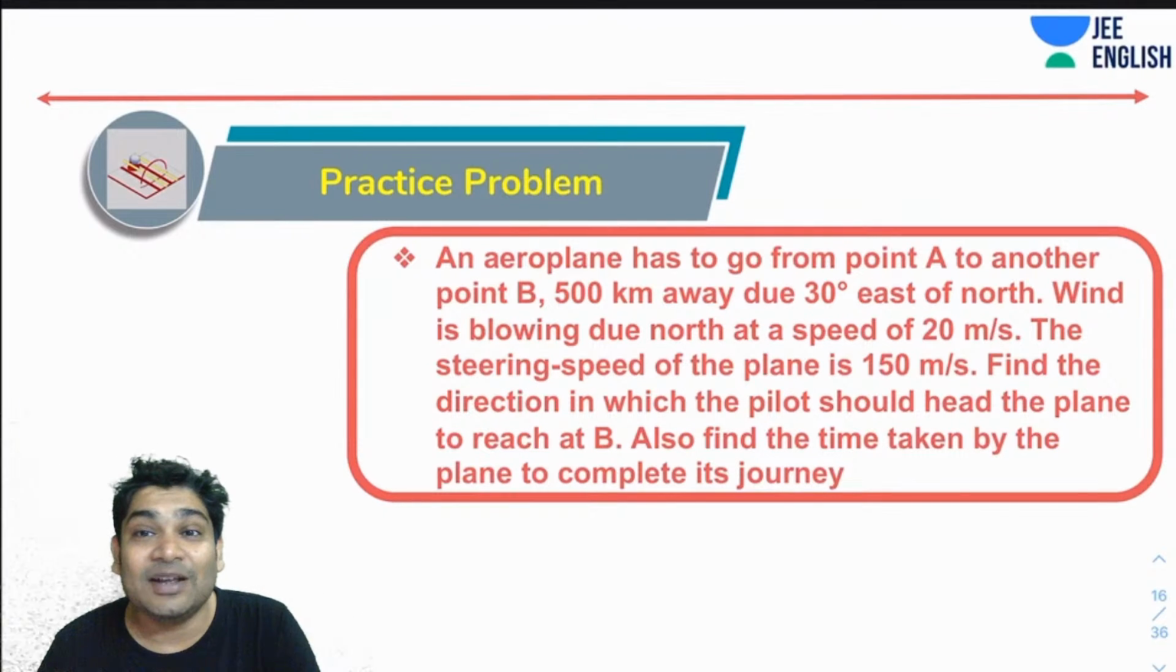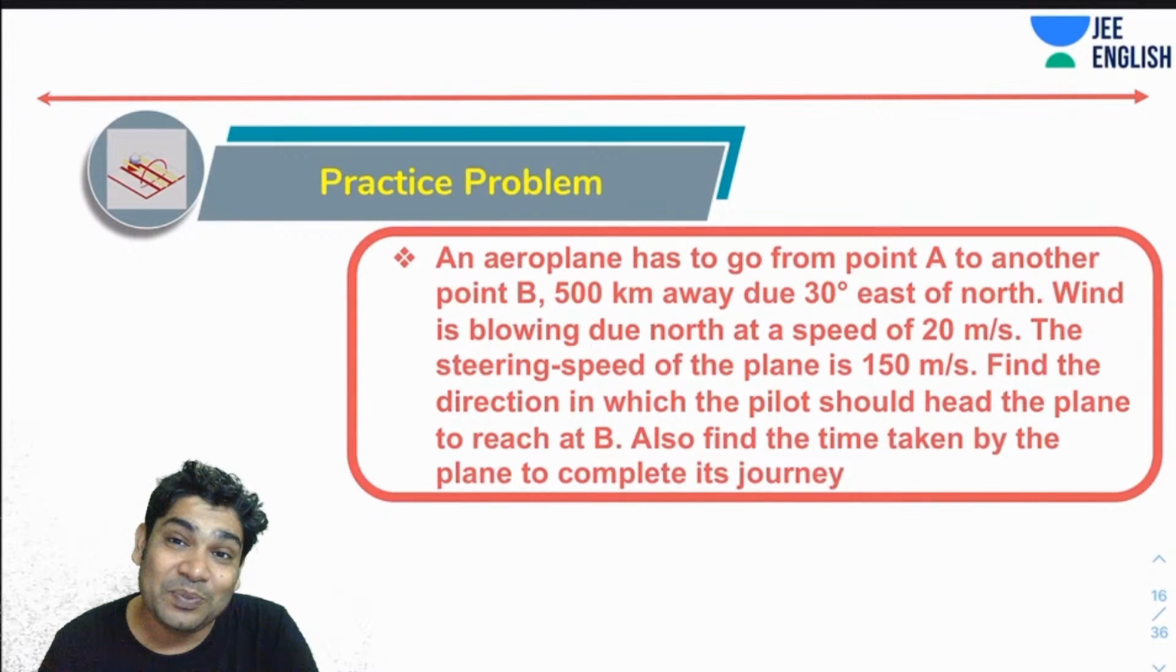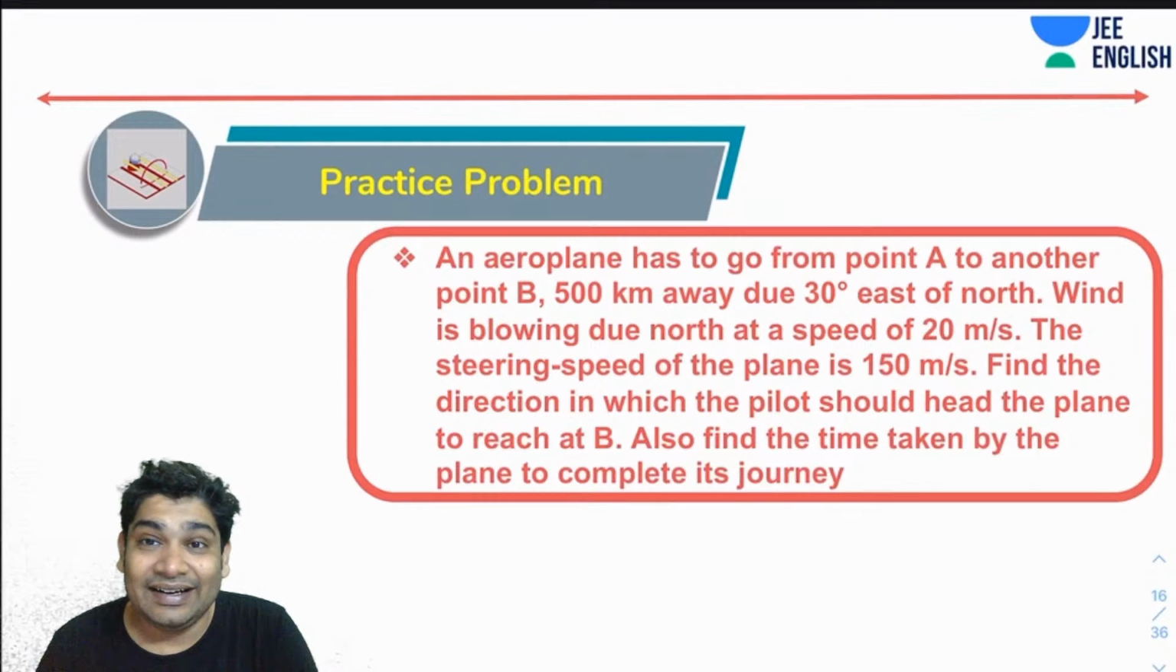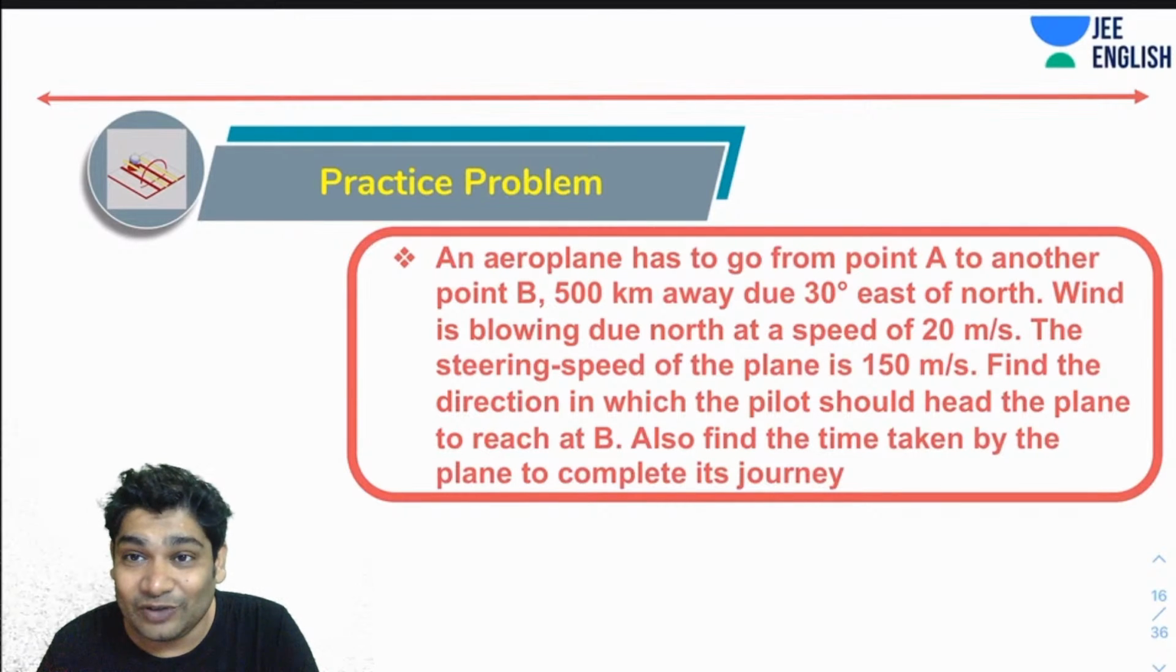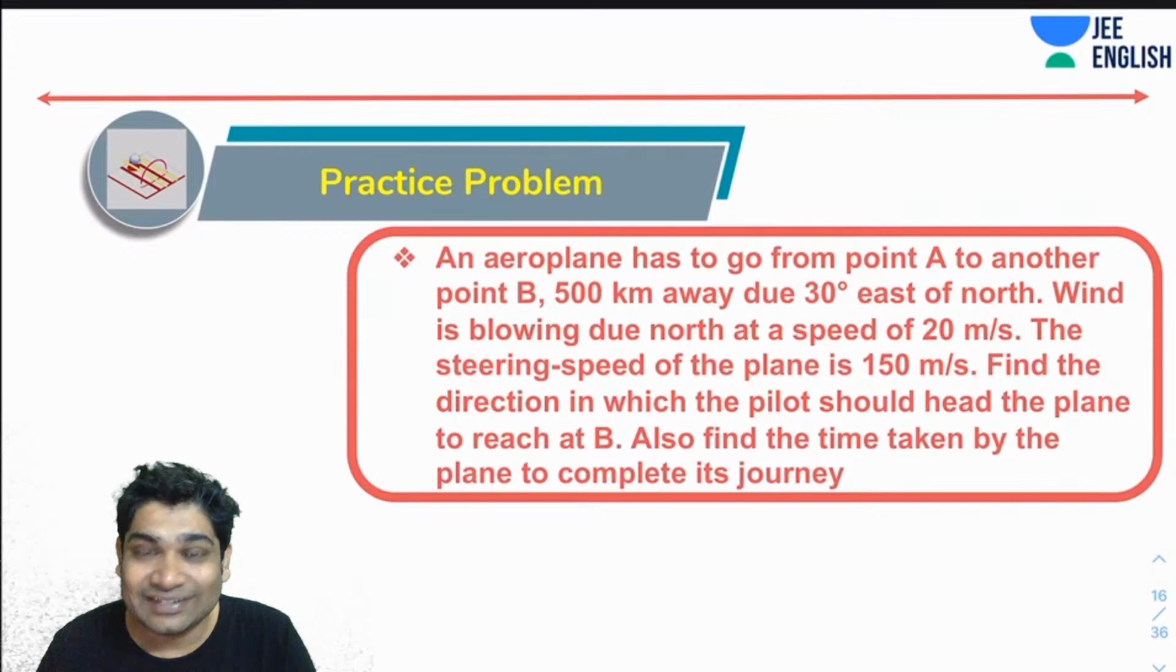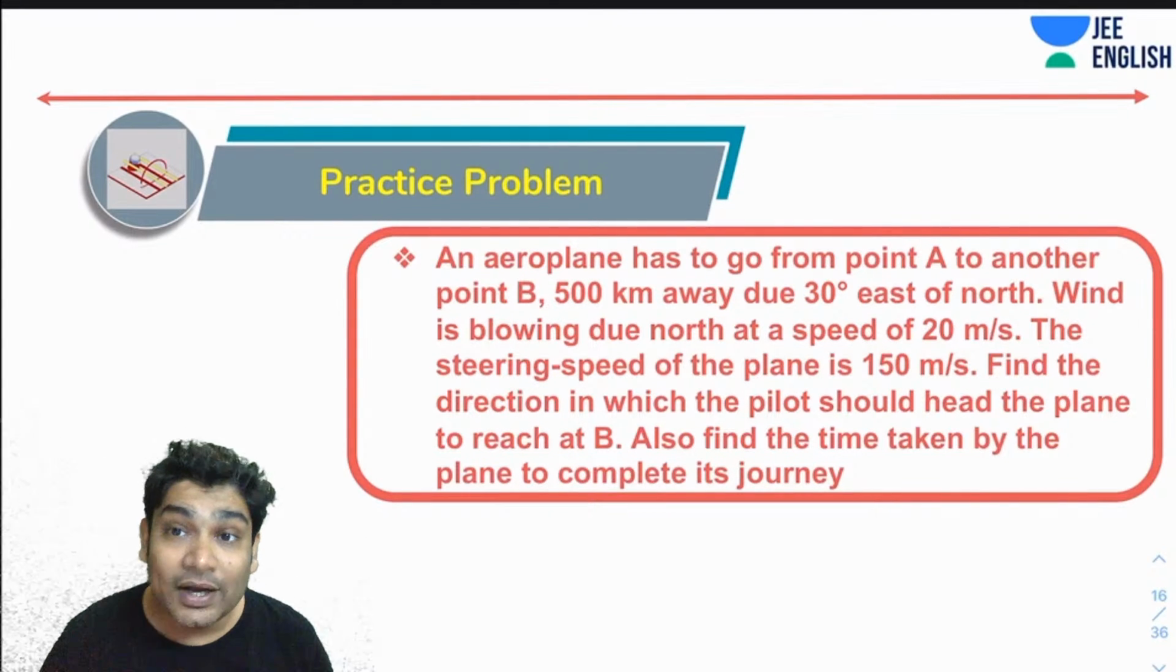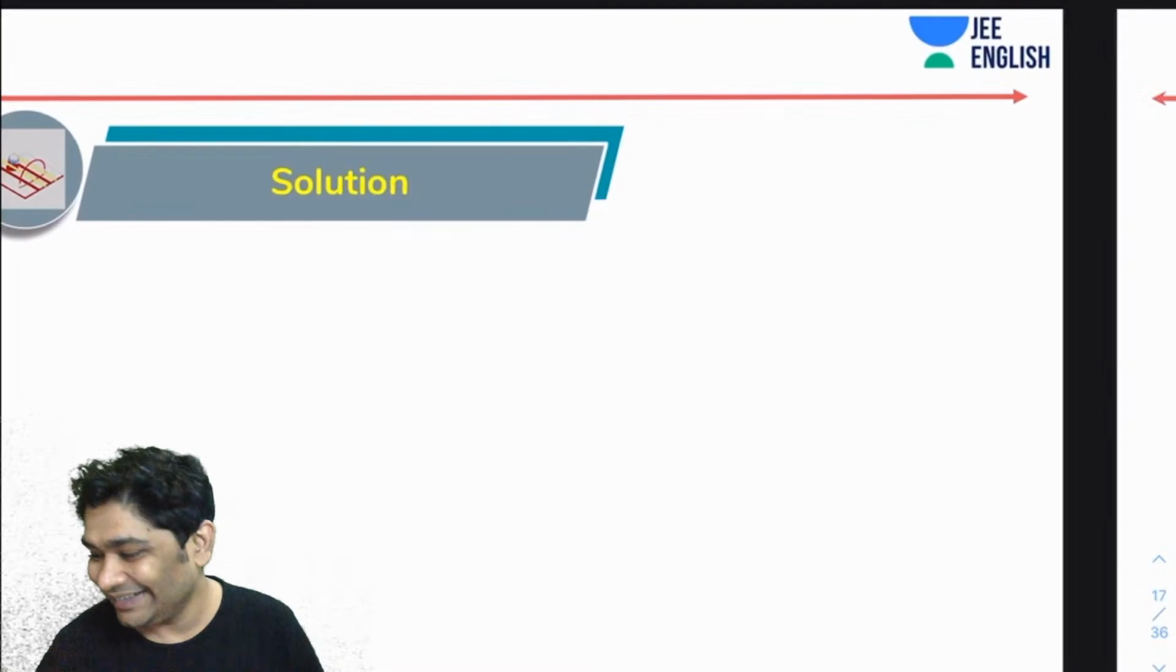This problem says an aeroplane has to go from point A to B, which is 500 kilometers away, 30 degrees east of north. I hope you know your directions. You should know your directions. What is 30 degrees east of north?